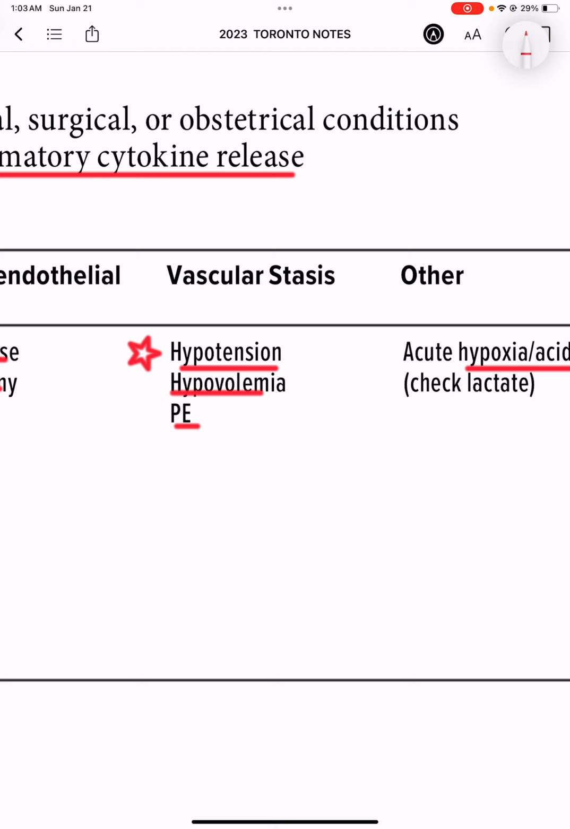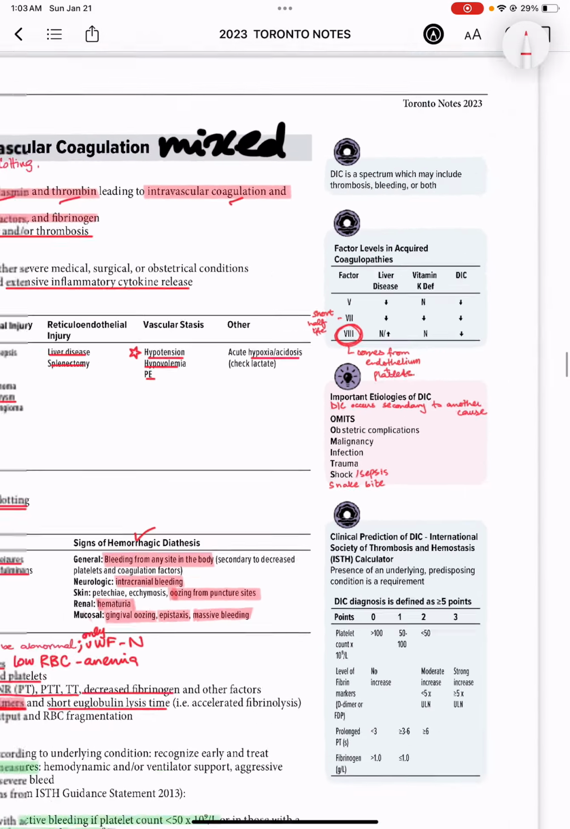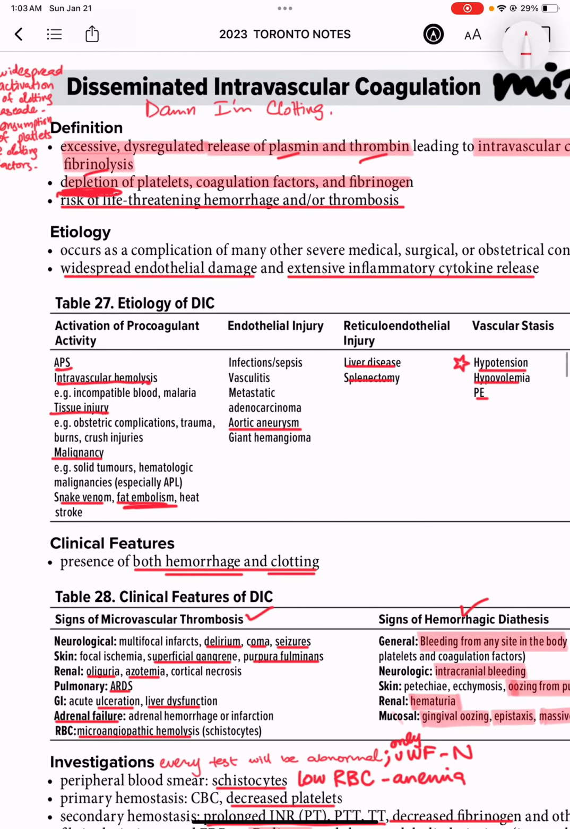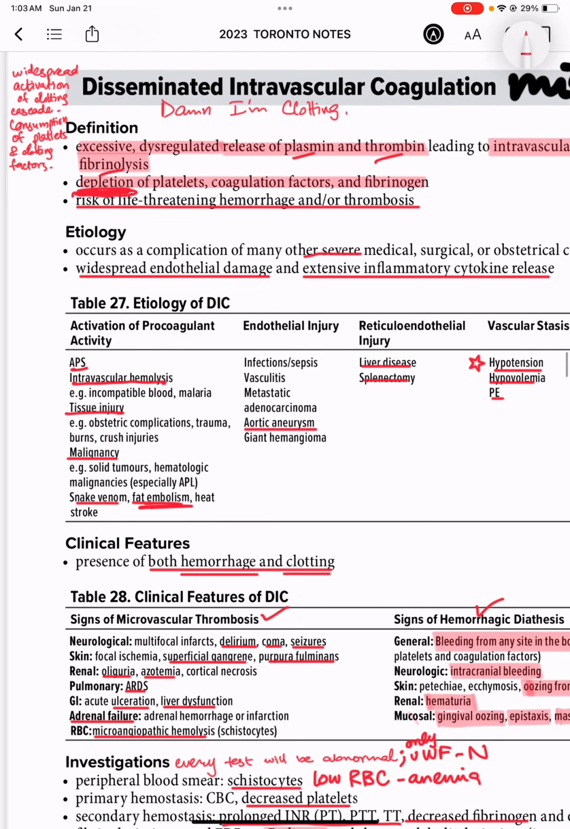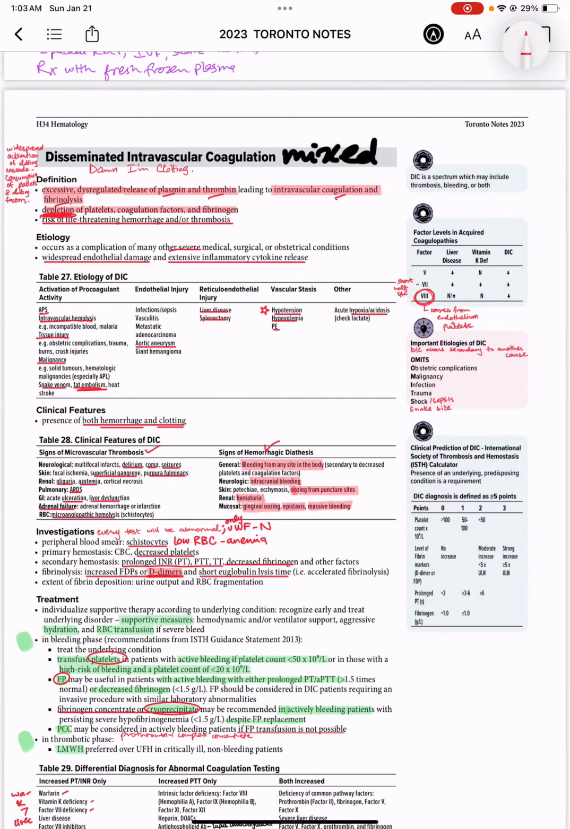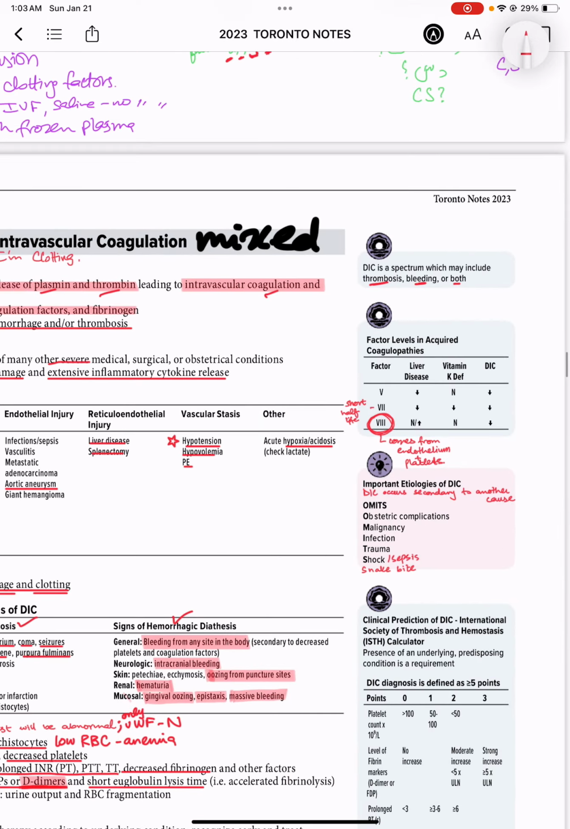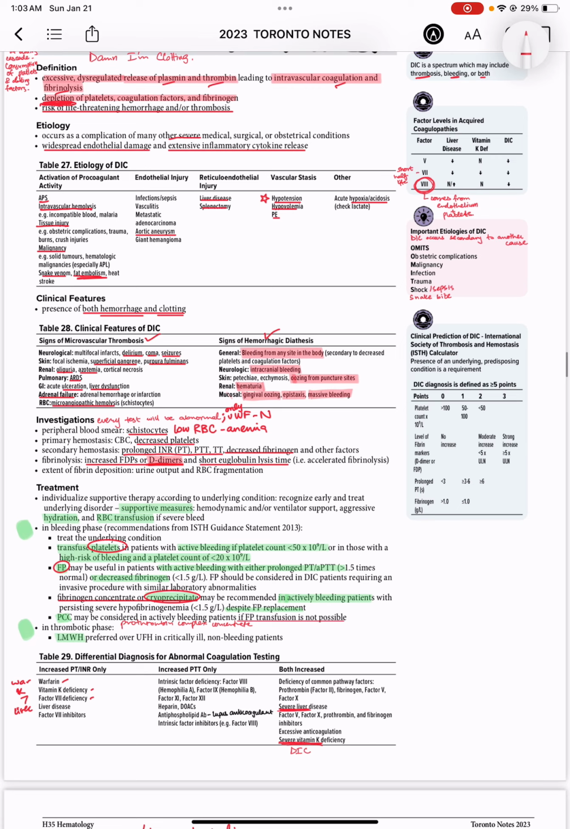So these are some causes of vascular stasis. When vascular stasis is going on, then DIC can start. Pulmonary embolism, hypoxia and acidosis-like situations. So it occurs as a complication of many other severe medical, surgical, and obstetrical conditions. It is widespread endothelial damage and extensive inflammatory cytokine release. So DIC is a spectrum which may include thrombosis, bleeding, or both. It could be thrombosis prevalent or bleeding prevalent, or it could go hand in hand. Both of them would be included.